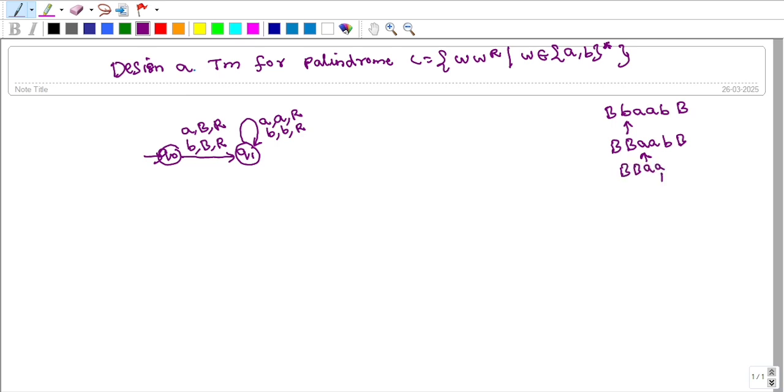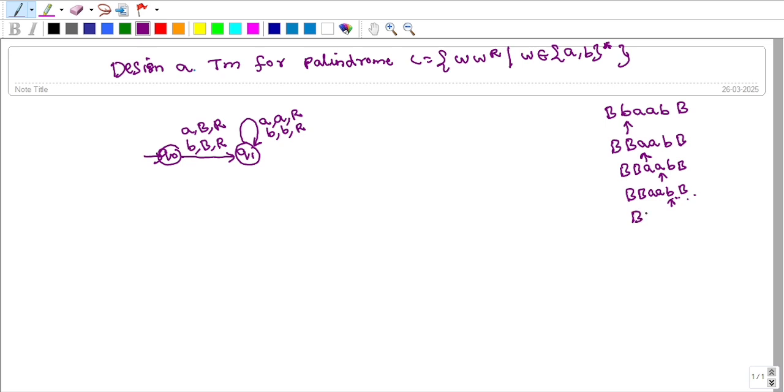So we move on the right till we see a. Now we will be standing in the state Q1. If a is again replaced by a, you will be standing in the state Q1. When we move on the right, we will see b. So b will also be replaced by b, and we keep moving on the right. This process continues until you encounter the blank. We will be standing in the state Q1 till this point.